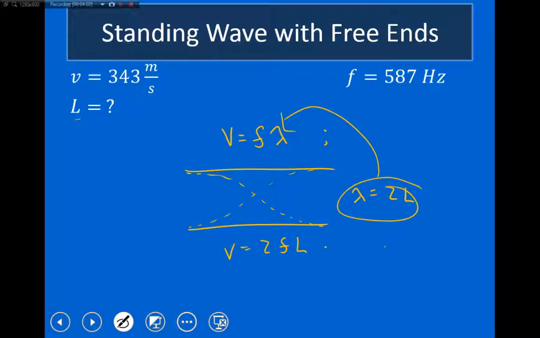Solving for the length, we get that the length is equal to the velocity divided by 2 times the frequency. And plugging our numbers into that, we see that the result is 29.2 centimeters.